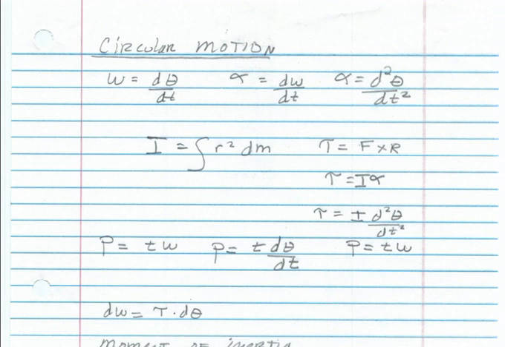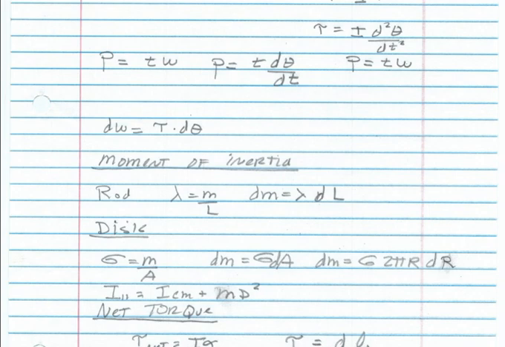Torque equals I alpha, of course. Therefore, torque equals I times the second derivative of theta with respect to time. Power also equals torque times omega, which means torque times d theta dt. So that way you can easily get an expression in terms of theta and time. Very similar to power equals force times velocity. Next, dW, of course, the derivative of work, does equal torque d theta, just like dW equals force times ds.